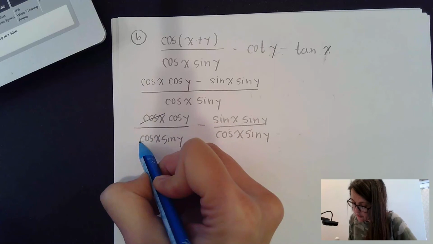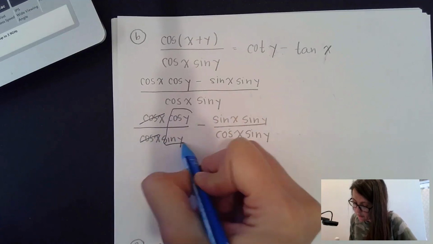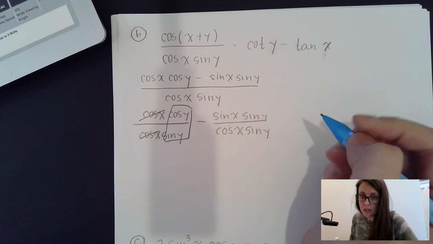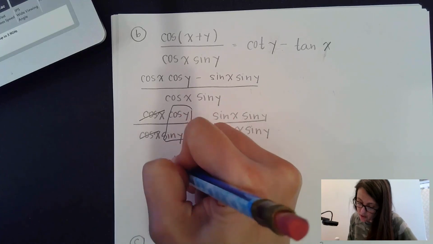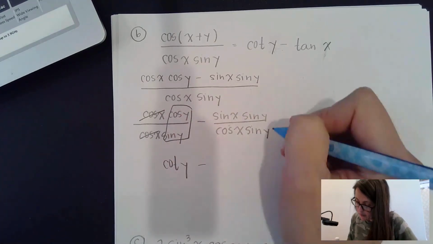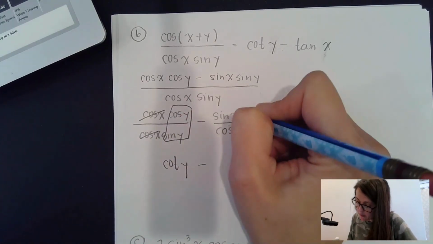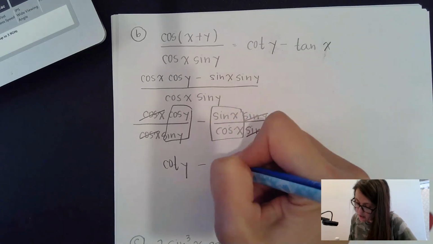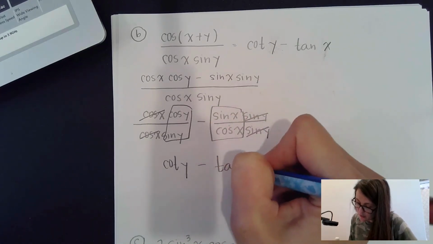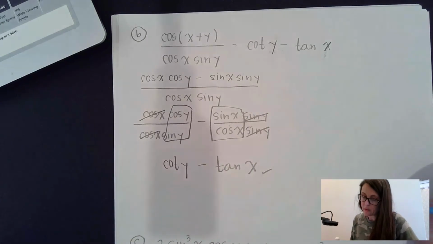So my cosines of x are going to cancel, so I'm going to be left with cosine of y over sine of y, which is cotangent of y. My sines of y are going to go away, so I'm going to be left with sine over cosine, which is tangent of x, and that's what I wanted.